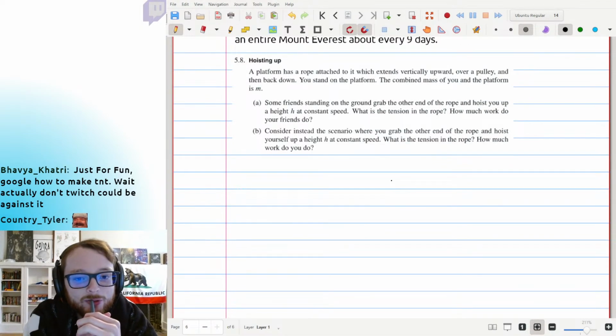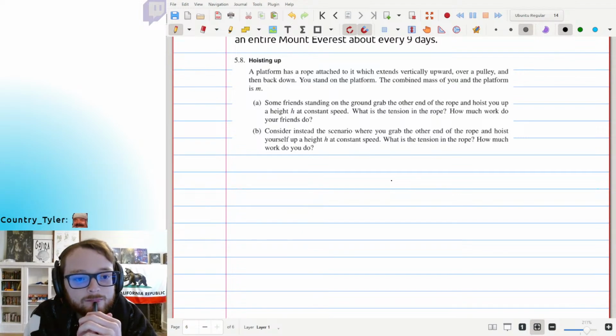A platform has a rope attached to it which extends vertically upward over a pulley, then back down. You stand on the platform, the combined mass of you on the platform is M.